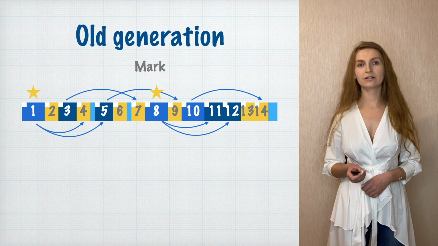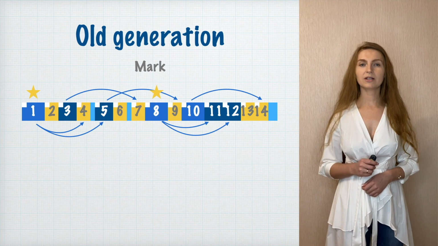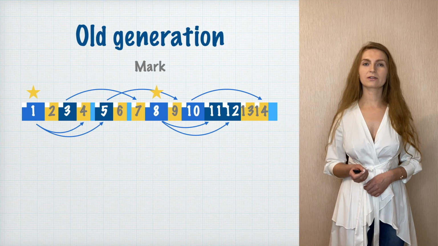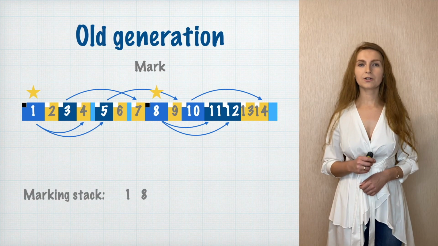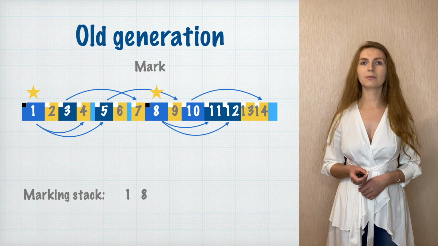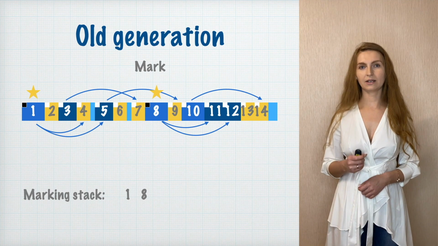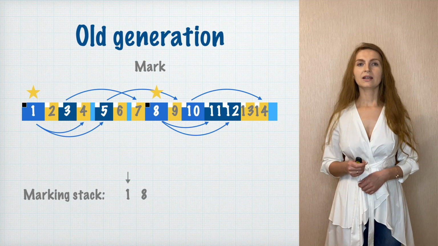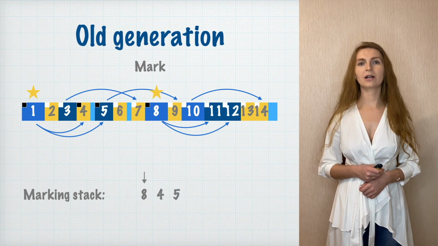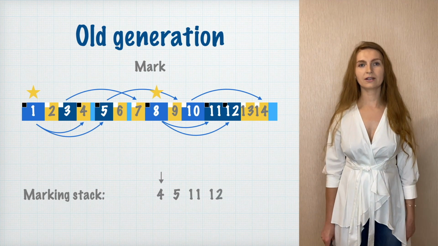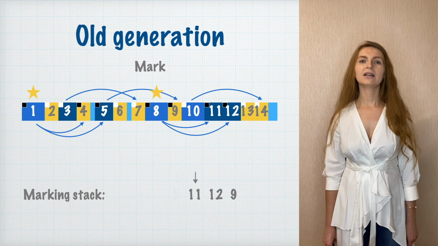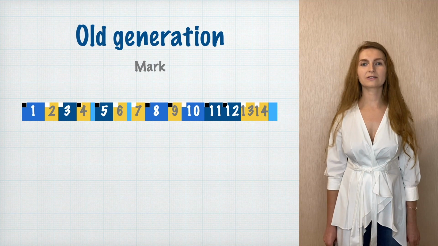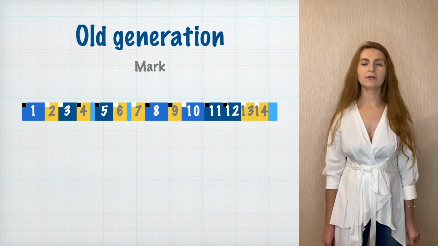We are now again looking at the 3-color marking algorithm. Similar to the young generation, the algorithm starts at the roots, which is in our case objects 1 and 8. If a root object is an old generation object and its mark bit is clear, the mark bit is set and the target is added to the marking stack or the gray set. The collector then removes and visits objects in the marking stack, marking more old objects and adding them into the marking stack, until the marking stack is empty. At this point, all reachable objects have their mark bits set, and all unreachable objects have their mark bits clear.